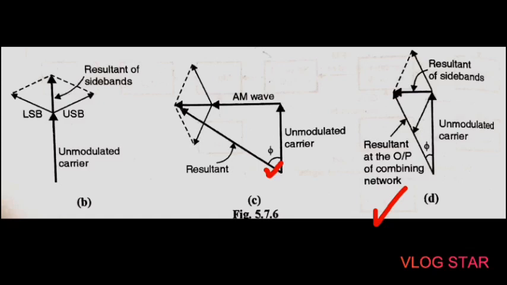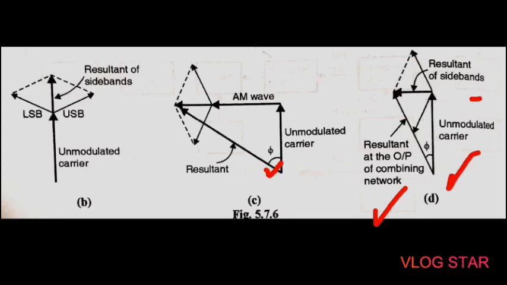So using that we can remove the carrier. Then only two sidebands are added to the 90-degree shifted unmodulated carrier, and the addition takes place in the combining network. So the resultant of the sideband is always at 90 degree, at quadrature with the unmodulated carrier, which can be shown in this figure D.